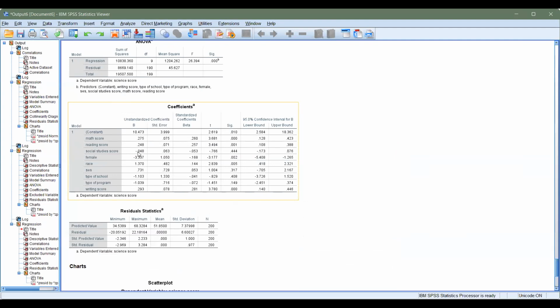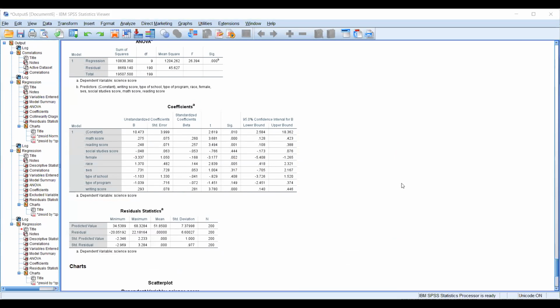See, the regression coefficients are also very low, 0.04, and this is negative also. So let's remove all these variables. Here you can try all possible combinations with the enter method. So now I am removing social studies, socioeconomic status, and type of school. Even type of program we can remove from the model.